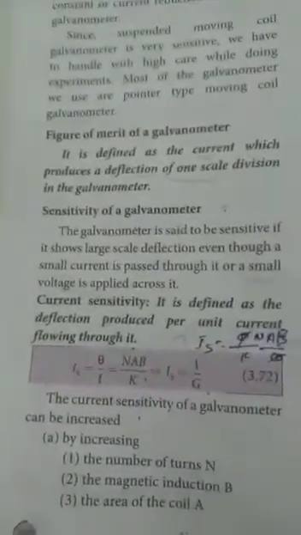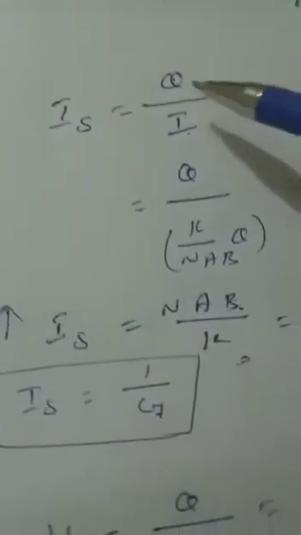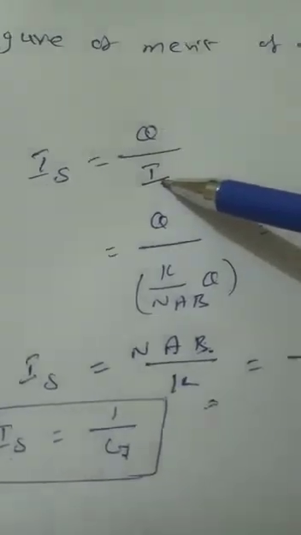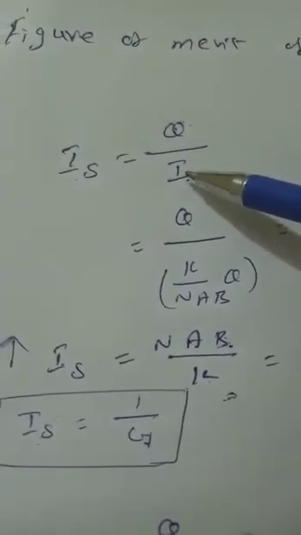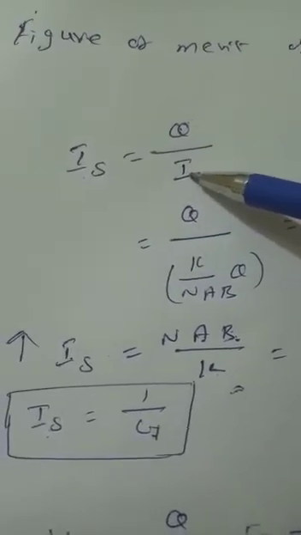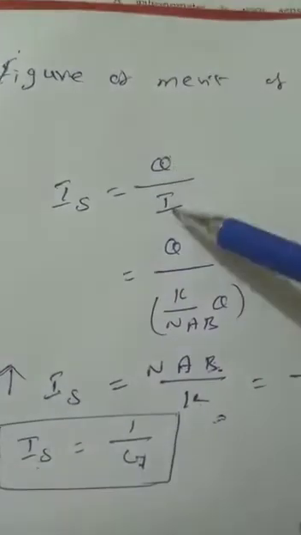First of all, current sensitivity. Current sensitivity is nothing but the deflection produced per unit current flowing through it. It is called the current sensitivity. So Is is equal to theta by I.